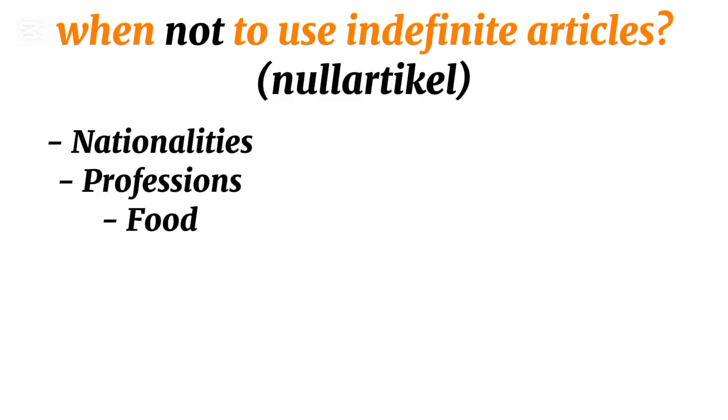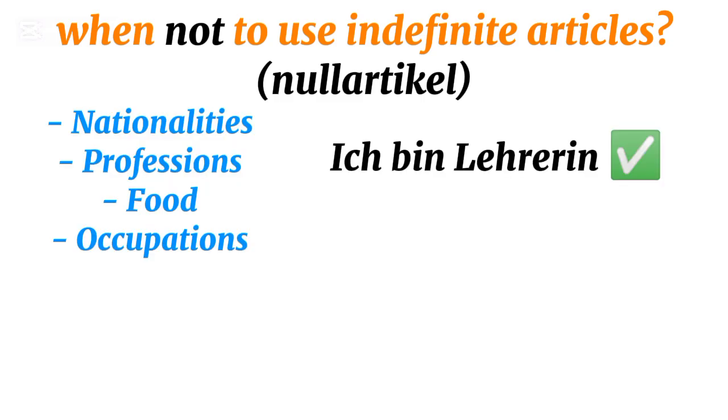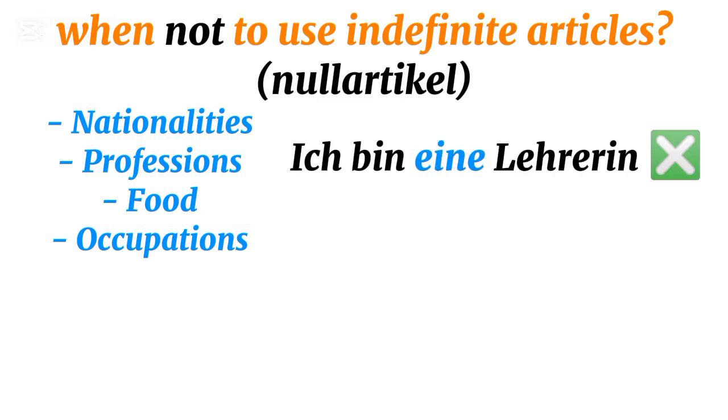For example, let's explain using profession. Maybe you are a female teacher in German. You are supposed to say, Ich bin Lehrerin. I am a teacher. But you are not supposed to use an article and say, Ich bin ein oder eine Lehrerin. No, you don't use here an article. You just say ich bin Lehrerin, but not ich bin eine Lehrerin. No, don't use articles on professions, okay?